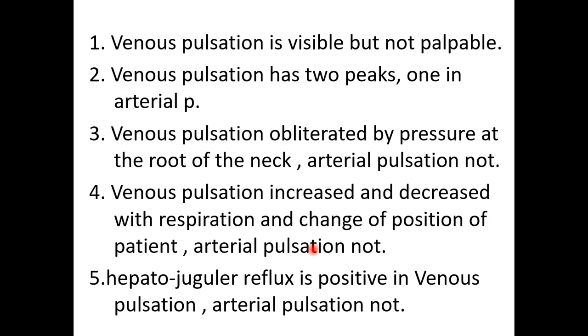And finally, if you couldn't differentiate so easily, you can press on the liver, doing the hepatojugular reflux, which is positive in venous pulsation but negative in arterial pulsation. So you can press the liver by gentle abdominal pressure, and we will see congestion and engorgement of the pulsation. If it is venous pulsation, it will be prominent. Arterial pulsation will not be affected by hepatojugular reflux, or abdominal pressure.